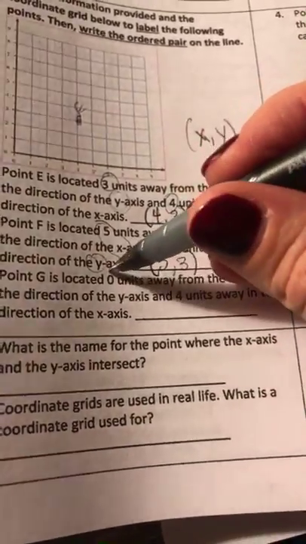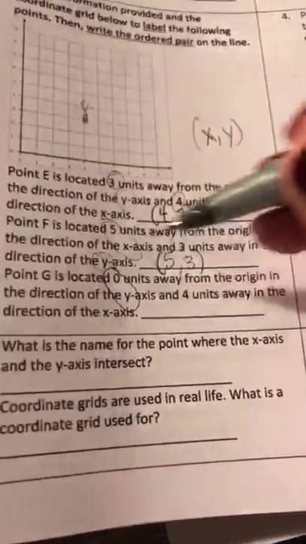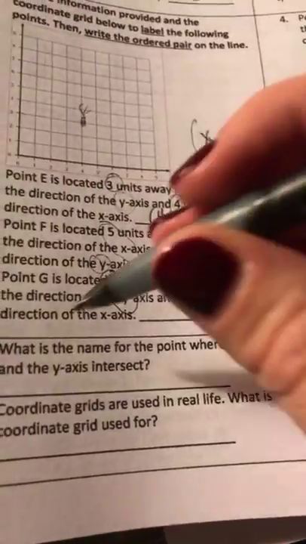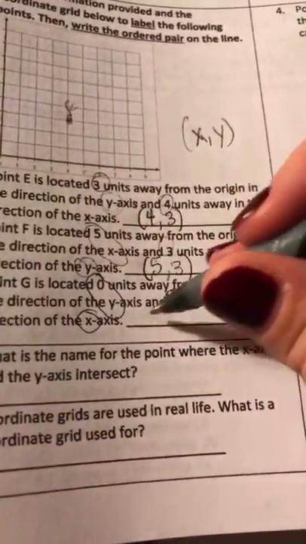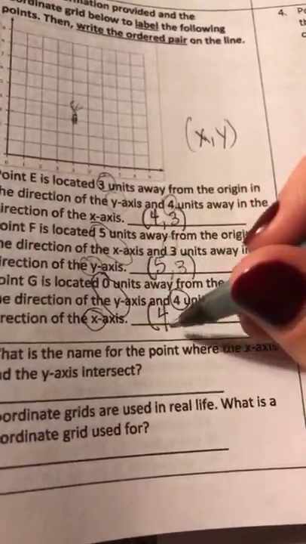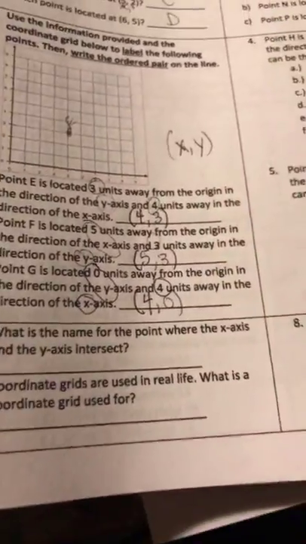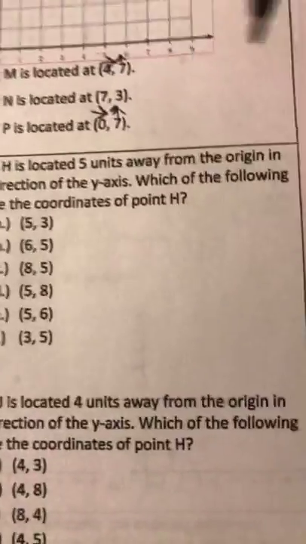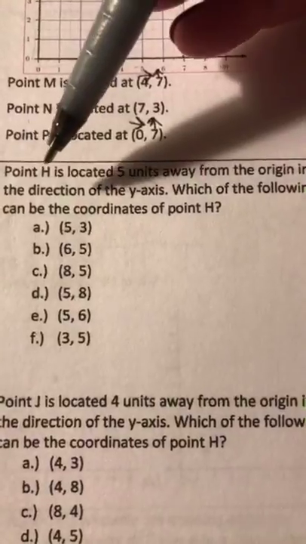And then G, it says Y is going to be 0 and 4 will be my X. So I'm going to plot my X at 4 and my Y at 0. Boom. Number 5, we got some, number 4 we got some select alls, so hopefully we can just go through this quickly.